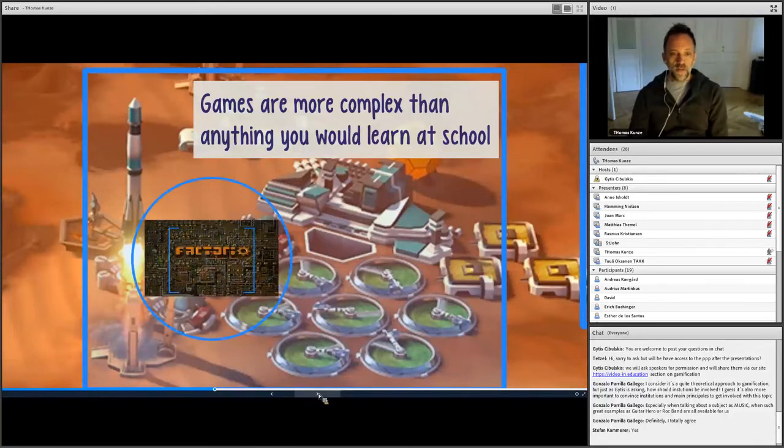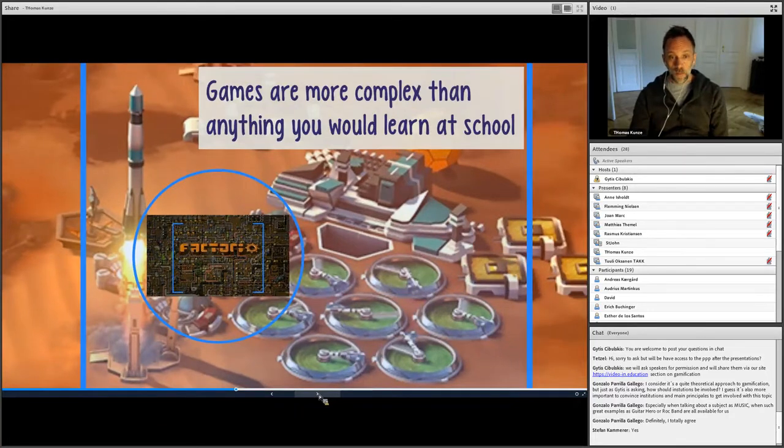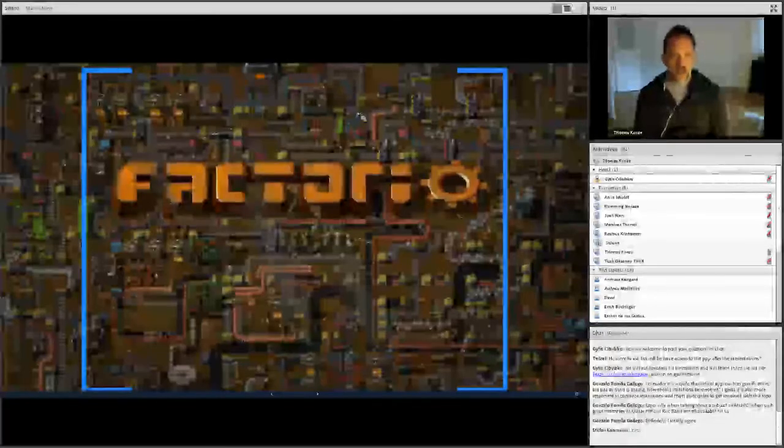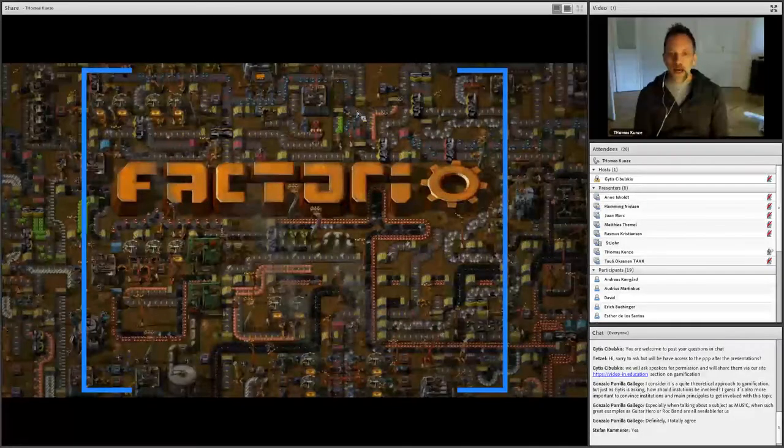For example, if you have a look at a game like Factorio, you can see it here. This is also a screenshot of the game. You can see that there is a lot of complexity. This is played and created by players of the game. So this is a thing you learn while playing Factorio.